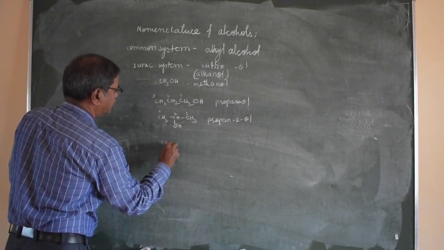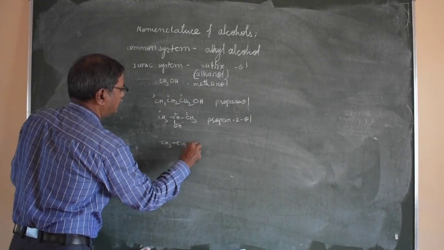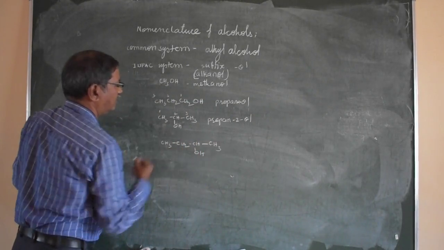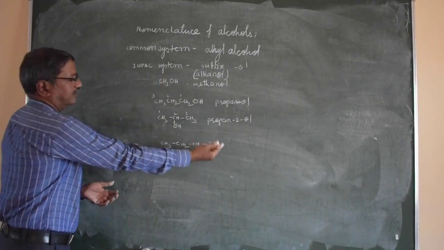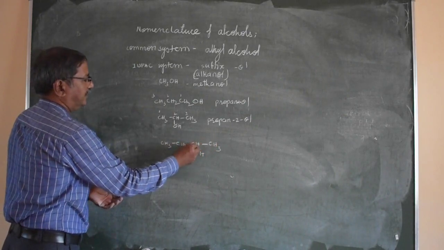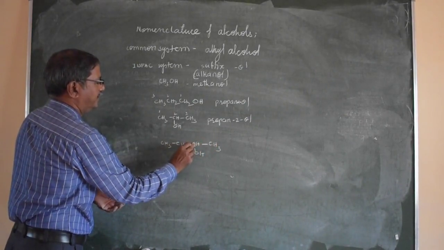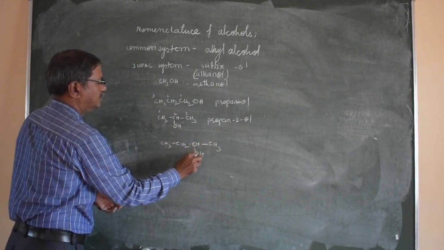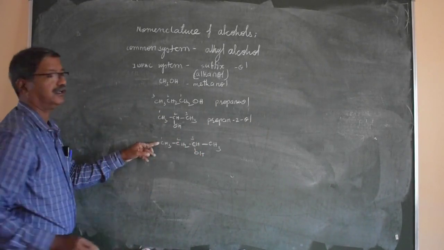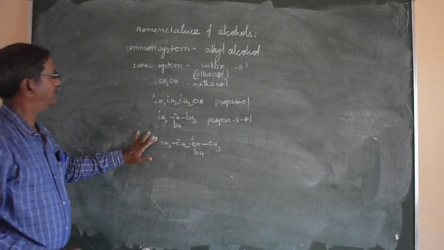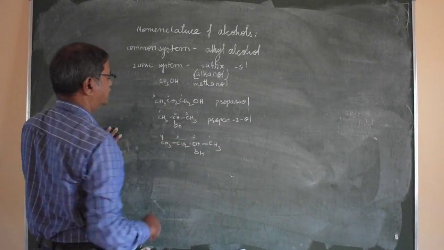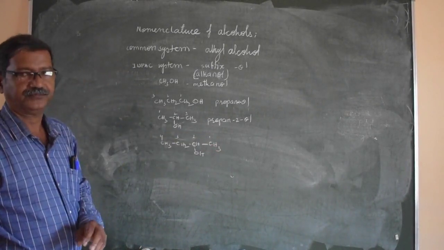Similarly, this one: CH3CH2CHOHCH3. From which end do you have to number? From this end. Suppose it is numbered from this end, then the OH-carrying carbon is 2. If you number from here, 1, 2, 3, then it is on the third carbon. So the name of this one, 1, 2, 3, 4, is butan-2-ol.